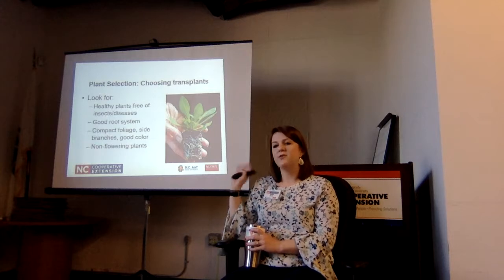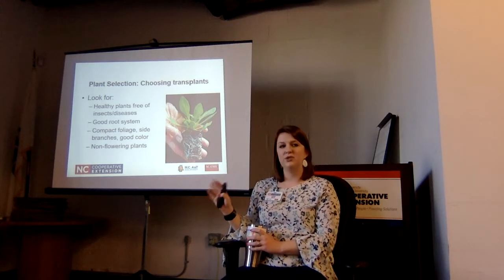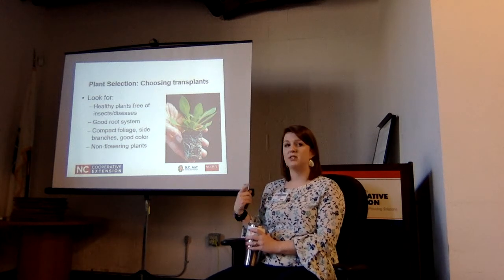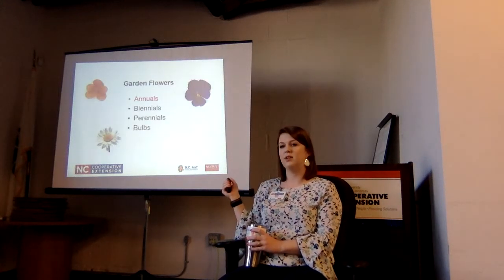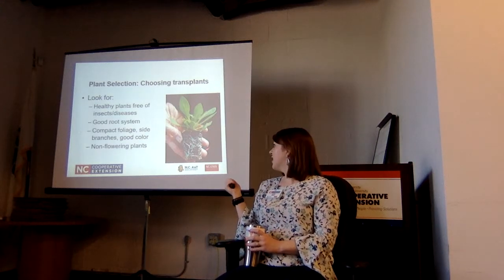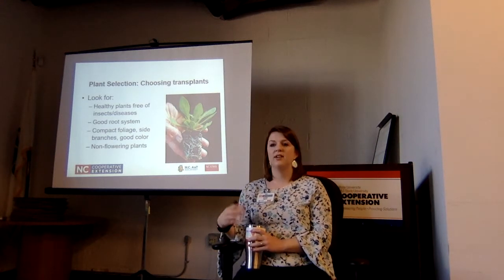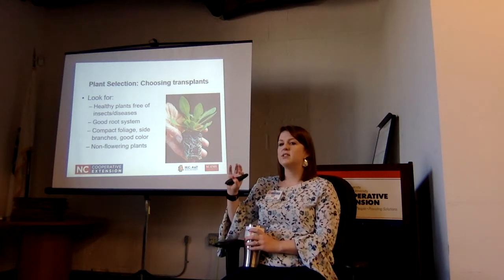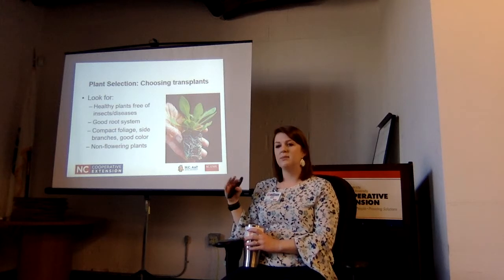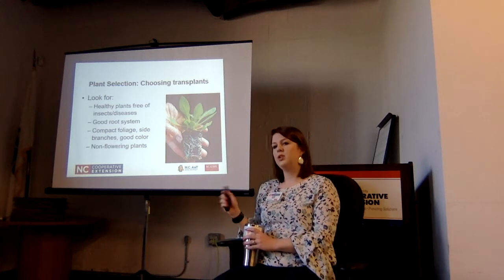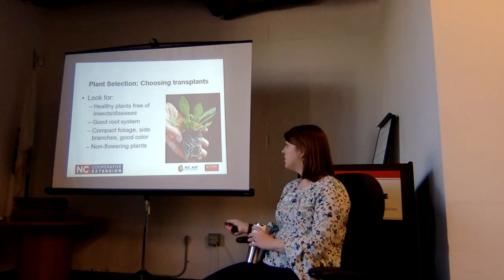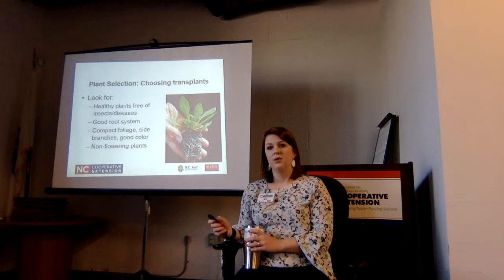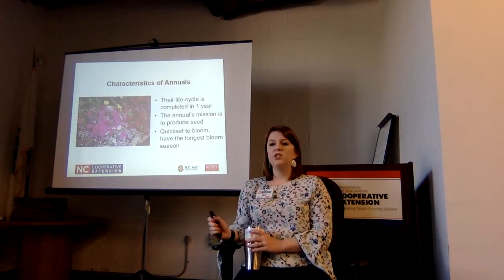And I do want to mention, just as far as looking for transplants, you do want to look for healthy transplants that are free of insects and diseases and that have a nice, good root system on them. So if you've pulled a plant out and it looks like that, then you know you've got a good one, with those nice, fine root hairs and that white or cream-colored root system. Compact foliage and side branching with good color are also something to think about, and non-flowering plants as well, so that a lot of that energy is put into a good root system and not necessarily flowers. All right, so we'll move on to annuals.